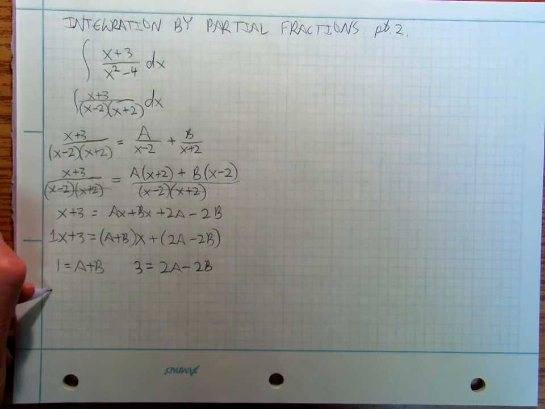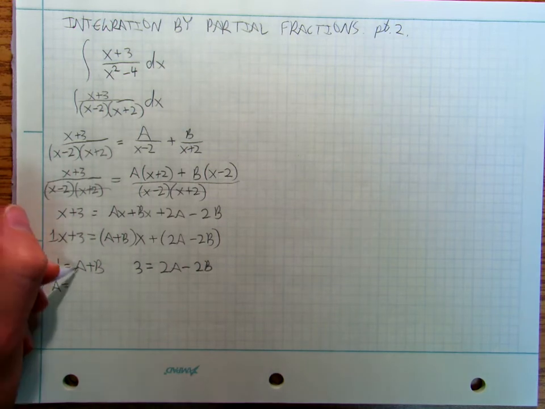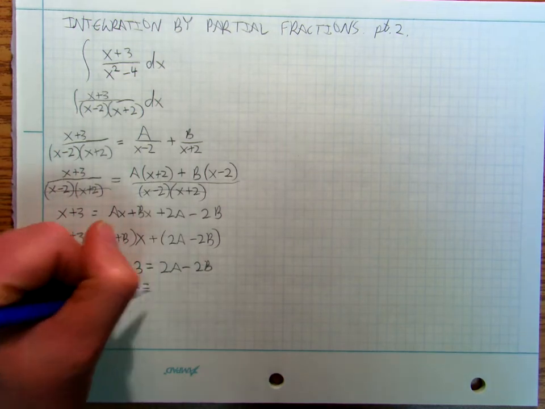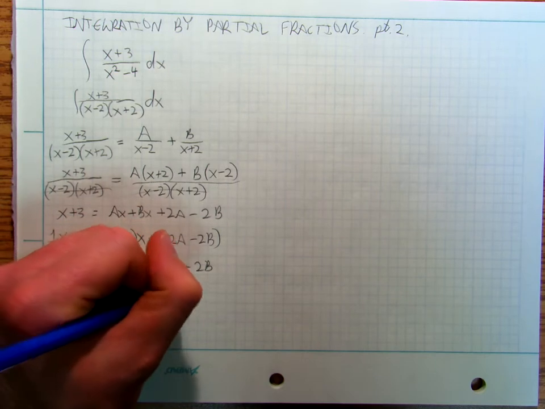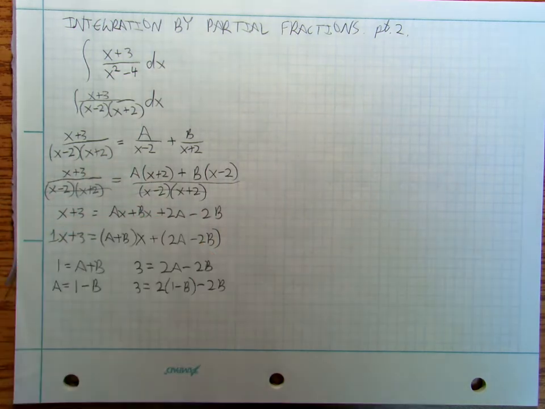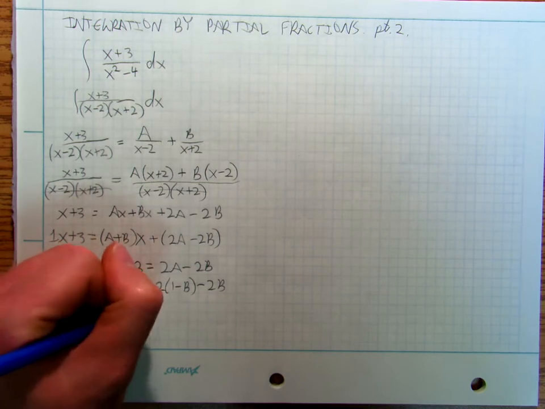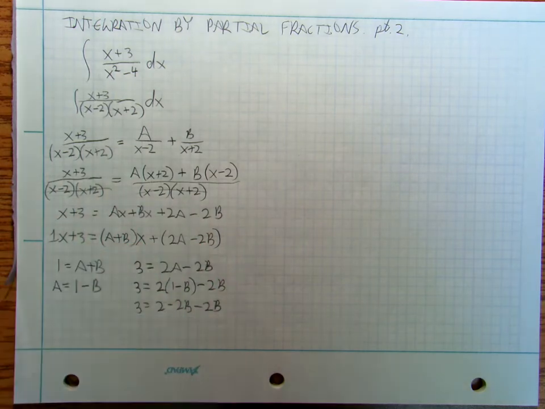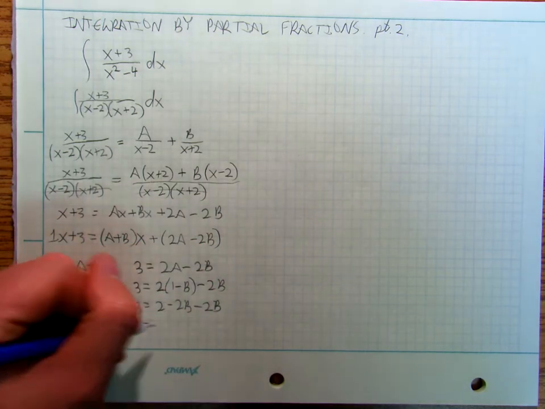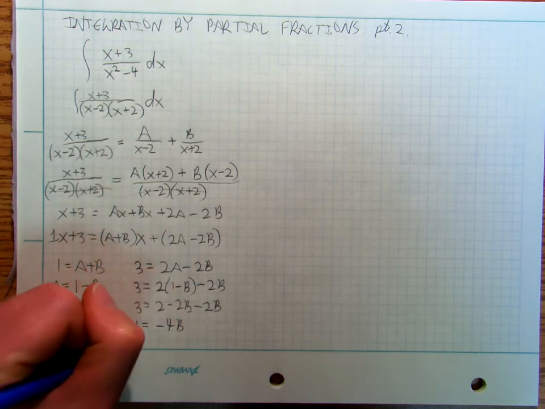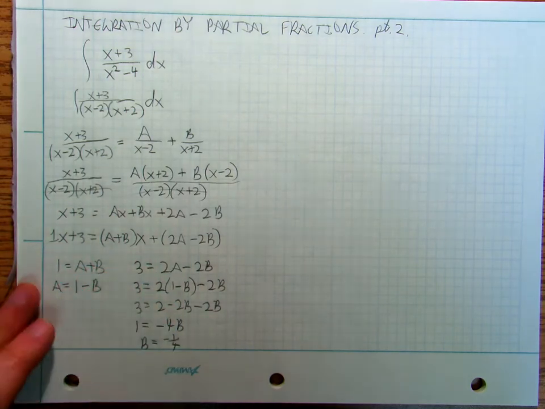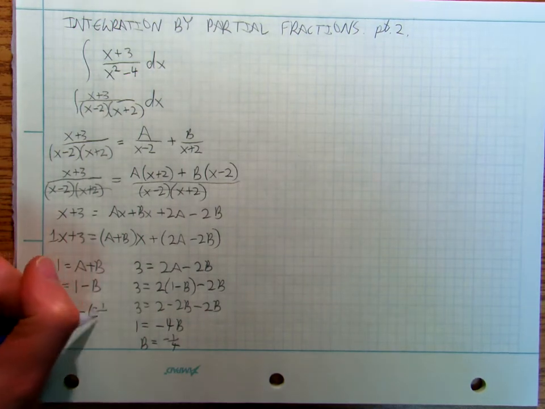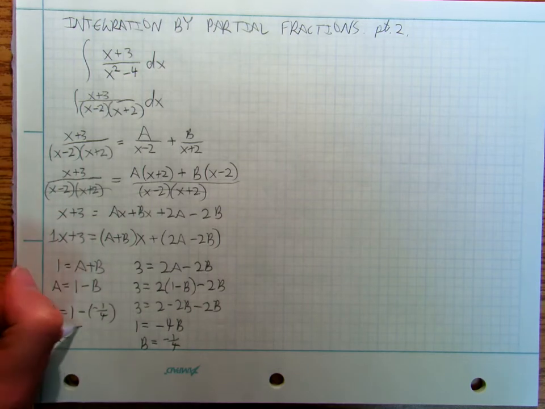So I'm going to say A equals 1 minus B, and then 3 equals 2(1 minus B) minus 2B. So I get 3 equals 2 minus 2B minus 2B. And I've got 1 equals negative 4B, B equals negative 1/4, and then A equals 1 minus negative 1/4, A equals 5/4.